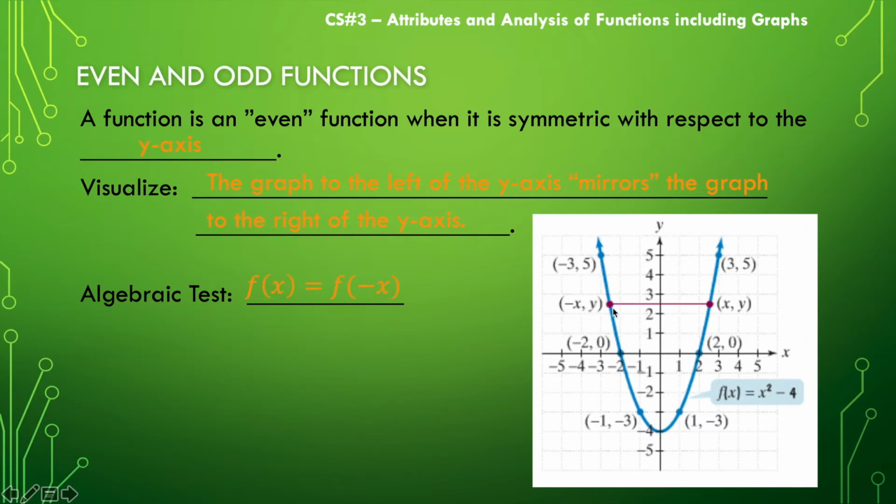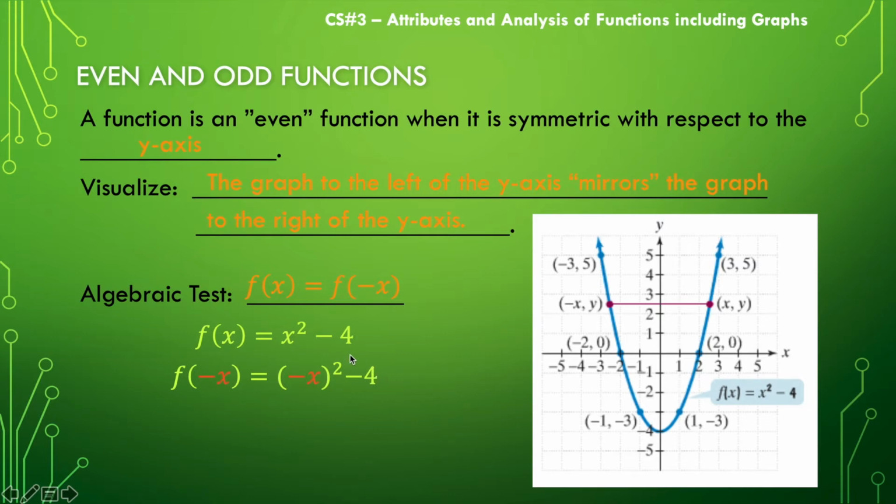So what we do is take a function's equation and test to see whether or not it's even by substituting in negative x and seeing if we get the same result as we started with. Let's look at this function: f of x is equal to x squared minus 4. What we want to do is substitute in negative x for every x. So here we go. f of negative x is equal to negative x, squared, minus 4.